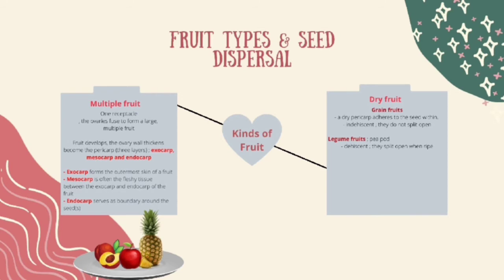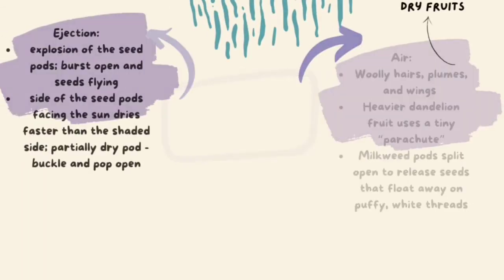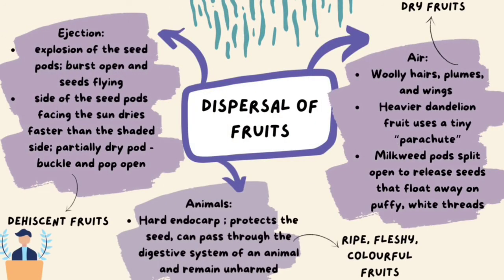The last type of fruit is dry fruit. Dry fruits are divided into 2 types, which are grain and legume fruits. The fruits of grain can be mistaken for seeds because a dry pericarp adheres to the seed within. It is indehiscent because they do not split open. The second one is legume fruits. It is dehiscent because they split open when ripe. Next, we move to the dispersal of fruit.